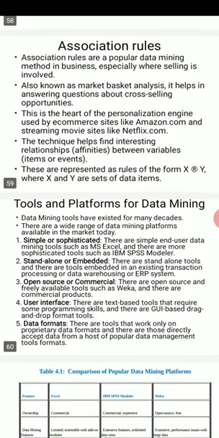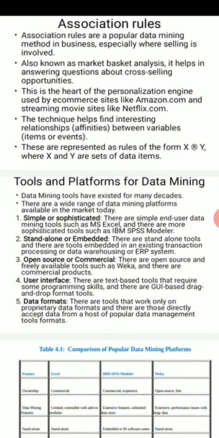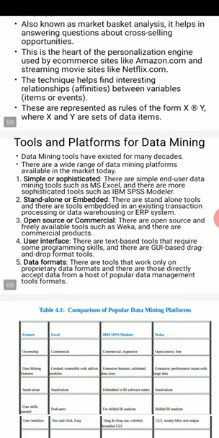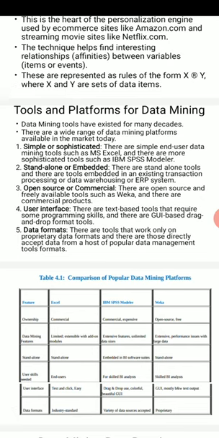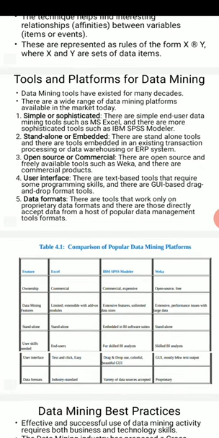Okay, so this is the heart of the personalization engine used by e-commerce sites like Amazon.com, Netflix.com, etc. And the technique helps in finding interesting relationships between variables, that is items. So frequent item sets you might have come across in your Apriori algorithm in data mining. Okay, so they are represented using X and Y.